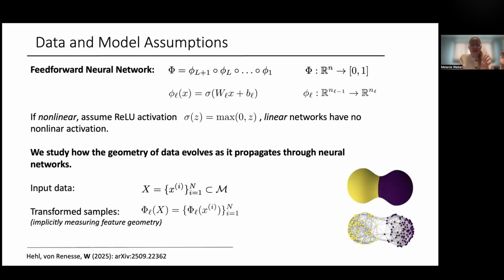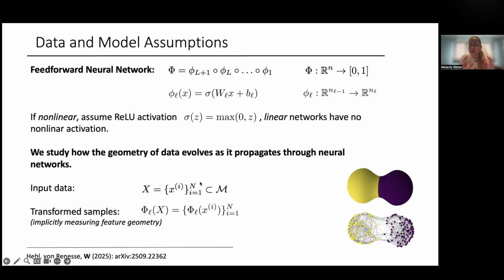Now, let's actually go to the feature geometry setting. Let me briefly define the setting in which we're working here. We look at a very general class of neural networks, standard feed-forward neural networks that may or may not have a nonlinearity. If there's no nonlinearity, of course, we call this a linear network. If we have a nonlinearity, you can think of this as a ReLU activation. And then, how do we want to study feature geometry?